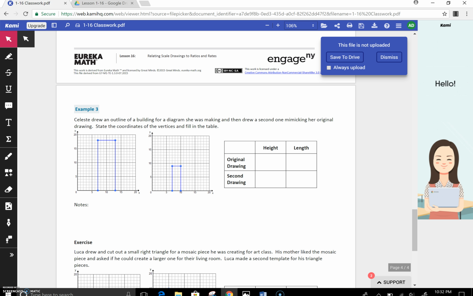Celeste drew an outline of a building from a diagram she was making, and then drew the second one mimicking her original drawing. State the coordinates of the vertices and fill in the table. Actually going to run out of recording time here. So example number 3 we are going to work through as a class up here on the big screen. So go ahead once this video is over and close your Chromebook down. We'll take a look at example number 3 together.